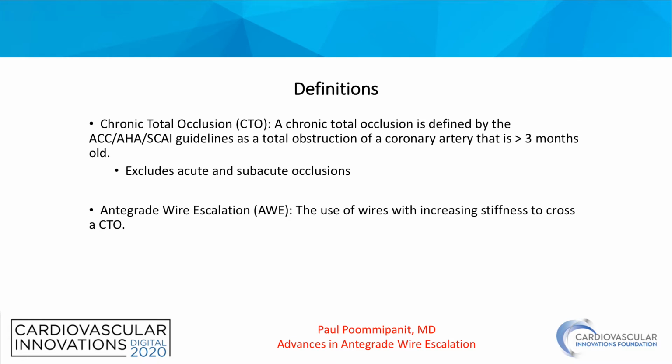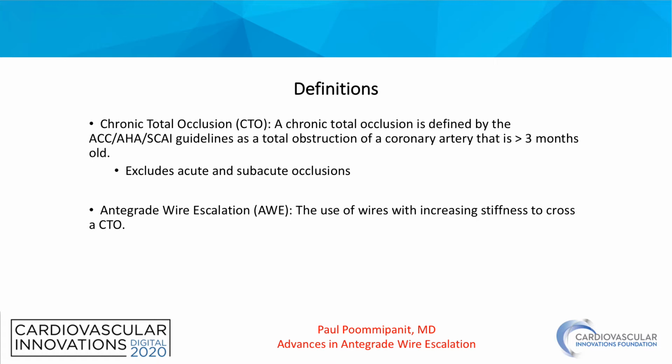So for example, if you have a patient that's been having chest pain for 2 days, presents with a non-STEMI with a troponin of 20, and on angiography has a total occlusion of a coronary artery with collateralization, this is not considered a chronic total occlusion, even though you may use some of the same techniques that you use in CTO PCI to revascularize that particular vessel.